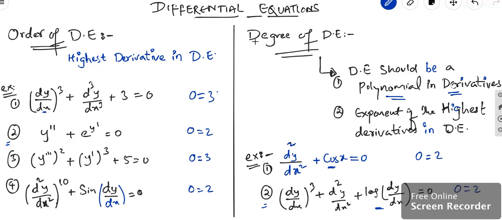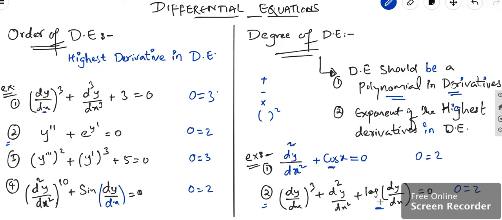Now, coming back to finding the degree of a differential equation, first of all what you need to know are the 2 points that I have written here. First, it should be a polynomial in derivatives, and second, it should be the exponent of the highest order derivative. So first we should know what a polynomial in derivatives means. It means the expression can be connected with positive, negative, multiplication, and with the square, which are non-negative integral powers.